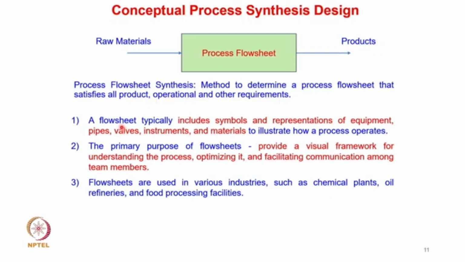So a flow sheet typically includes symbols and representation of the equipment, pipes, valves, instruments and material to illustrate how a process operates. The primary purpose of the flow sheets is to provide a visual framework for understanding the process, optimizing it and facilitating the communication among the team members. Again, the flow sheets are used in various industries such as chemical plants, oil refineries and food processing units.